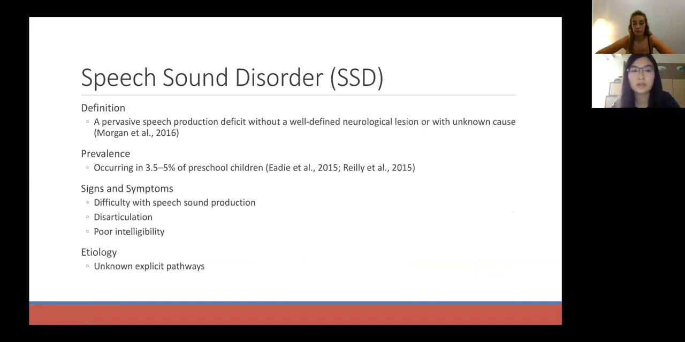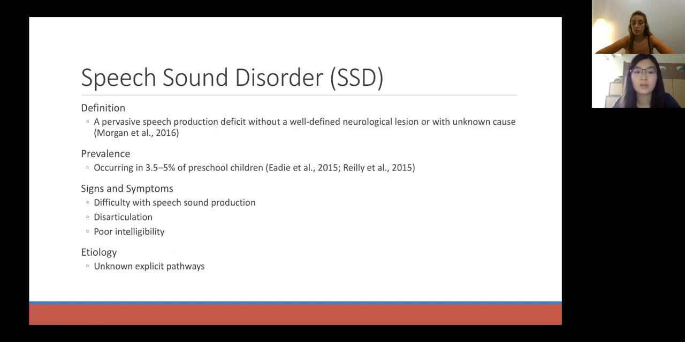Speech sound disorder is a pervasive speech disorder or speech production deficit that has no well-defined neurological lesion or known cause. It occurs in 3 to 5% of preschool children, in which some would grow out of it, while some would demonstrate persistent symptoms, including difficulty with speech sound production, misarticulating their speech, with poor intelligibility.